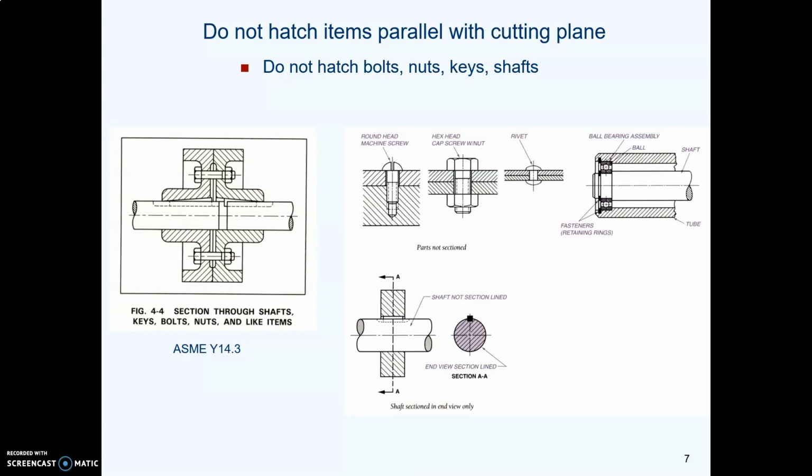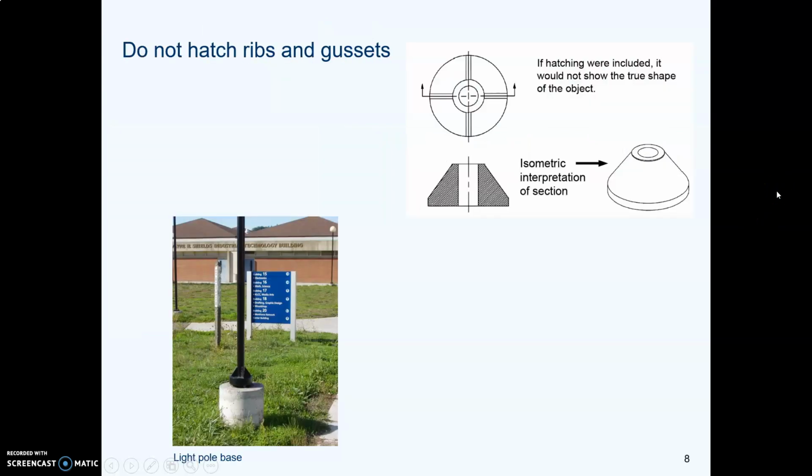And then when you have items that are parallel with the cutting plane, you do not hatch them, even though maybe the imaginary cutting plane did cut through them. So for example, here's ASME showing do not hatch the shaft. Do not hatch the key in the shaft. Do not hatch the bolt or the bolt head or the nut. And do not hatch things that are like gussets or ribs.